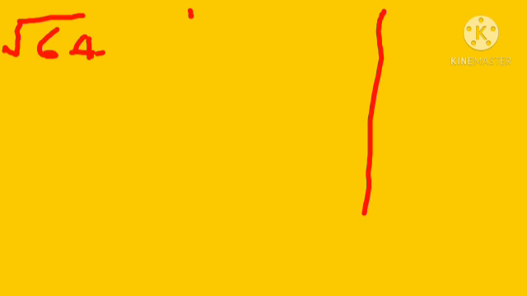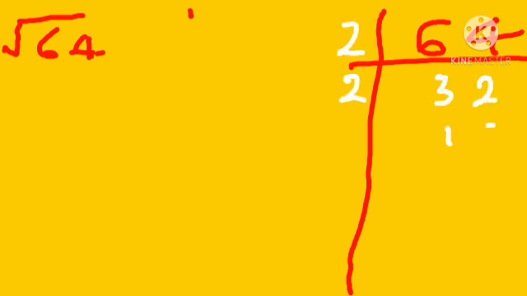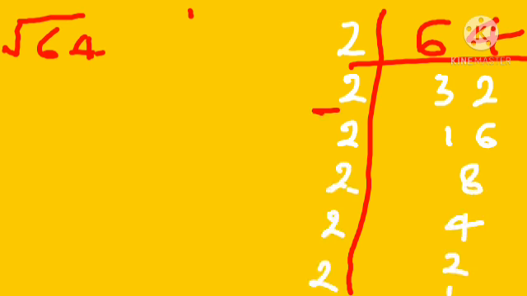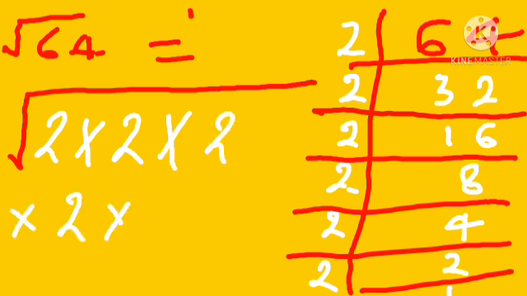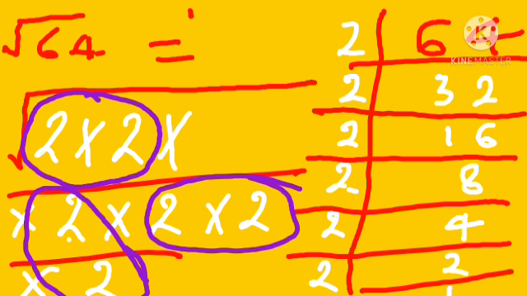Understand? Now we have reached the stage in which we can get the square root of any number. For example, we want to find the square root of 64. First we will get the prime factors of 64. The prime factors of 64 will be 2 multiplied by 2 multiplied by 2 multiplied by 2 multiplied by 2 multiplied by 2, which means there are 6 twos. So I can make 3 pairs of it. That means 3 pairs gives 2 into 2 into 2, and that will be the answer.